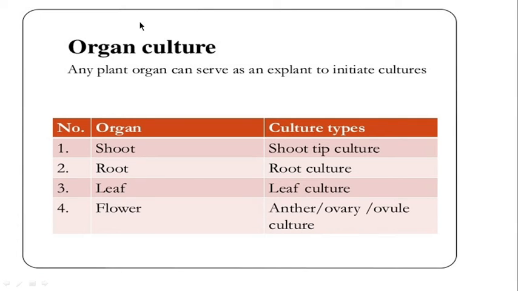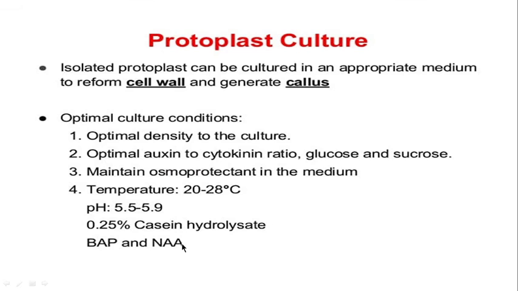Now organ culture. Any plant organ can serve as an explant to initiate culture. So here any organ can be used as an explant to initiate the culture. If shoot is an organ, shoot tip culture is used. Root is an organ, root culture technique is used. Leaf culture technique. Flower, then anther, ovary, ovule culture, all these are prepared from the flower. So these are the organs which are used as an explant to initiate different types of culture. This is known as organ culture.